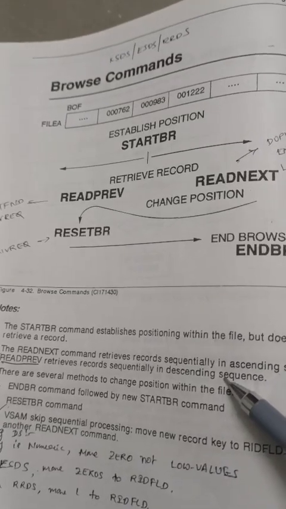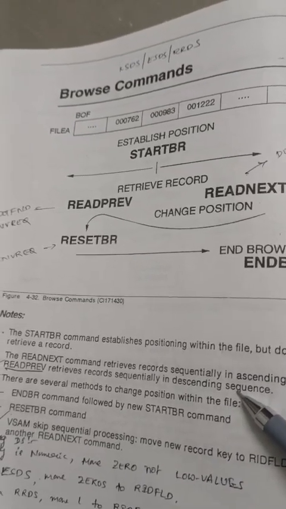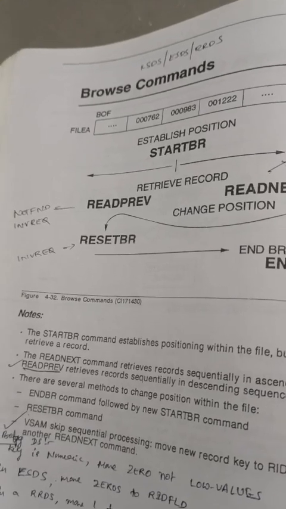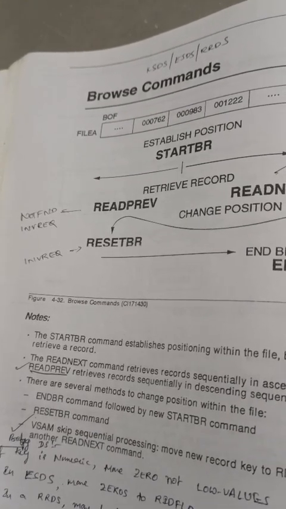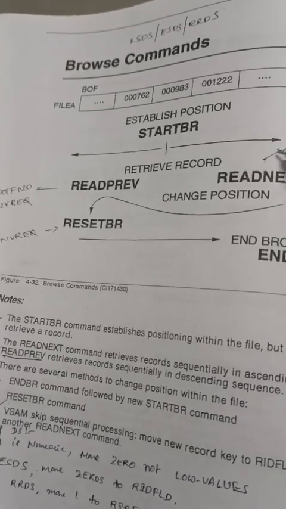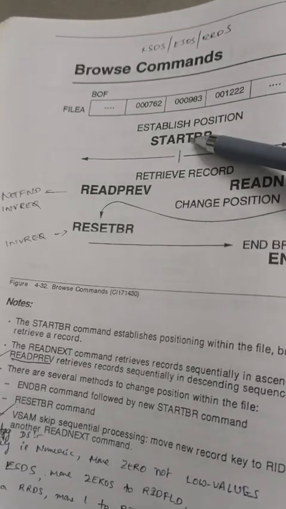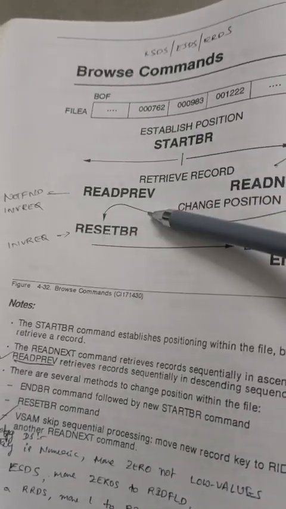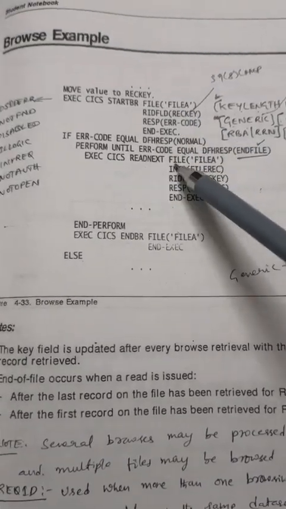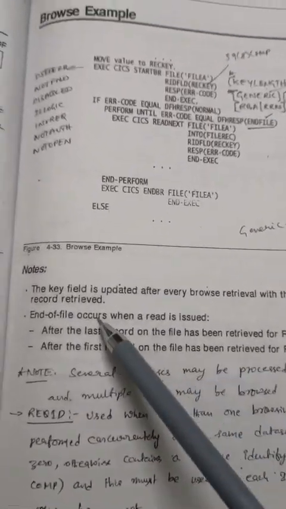Sometimes they will ask in an interview how to retrieve the records in VSAM in ascending order, and how to retrieve the records in descending order. If I want to read the file in descending order, how to retrieve? We have to use read previous. We have to use the start browse option, then use the read previous command. Here is the example: start browse, then we use the read command.